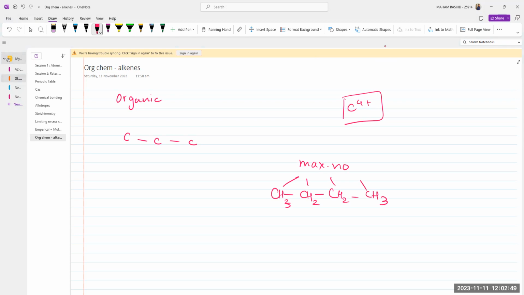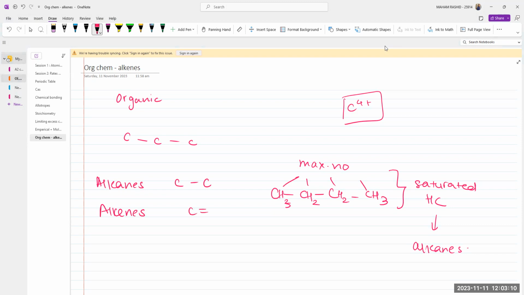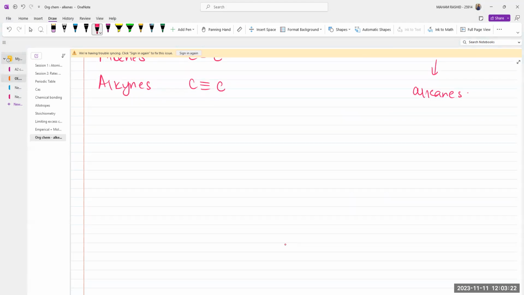Like these are the maximum number of hydrogens it can have, right? So this means that this is a saturated hydrocarbon, and saturated hydrocarbons are called alkanes, right? Alkanes have a C-C single bond. When you talk about alkenes, they have a C=C double bond. And there's another type called alkynes, which have a C≡C triple bond, right?